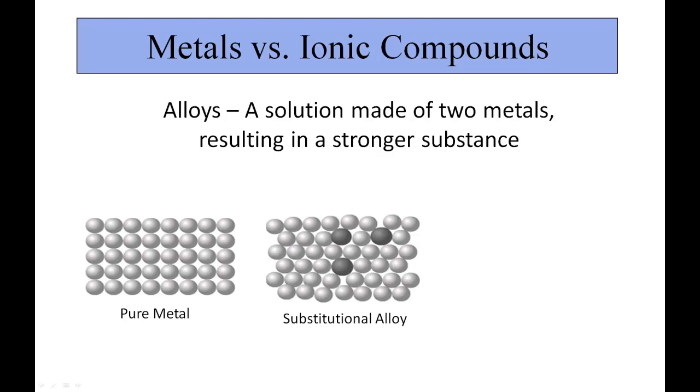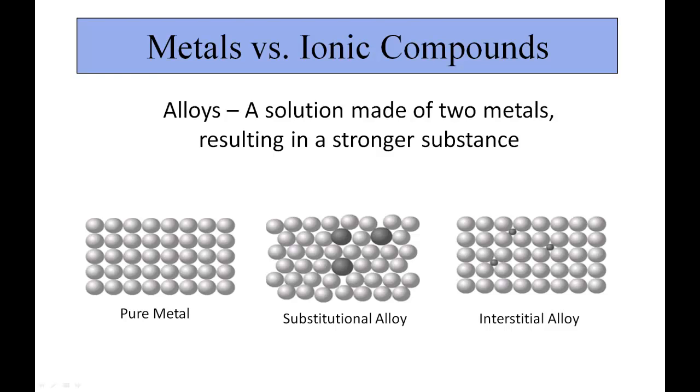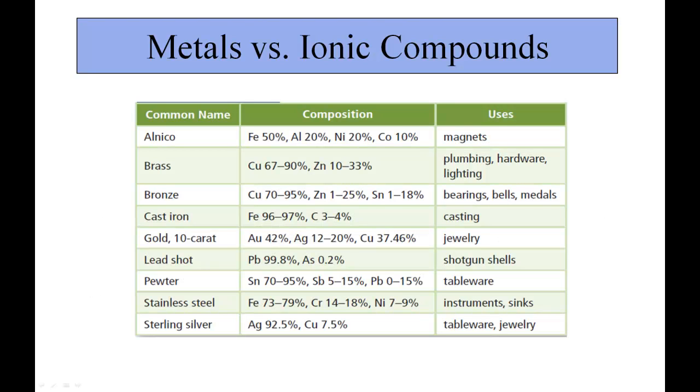The other type of alloy is called an interstitial alloy. This is when you melt down 2 metals that are different sizes, and the smaller metal will fill in the gaps between the larger atoms, making an even stronger bond. This table shows all the different alloys that are out there. Some of the ones you're familiar with would be brass, or bronze, or 10-karat gold, 14-karat gold, not listed on the table, cast iron, and stainless steel.